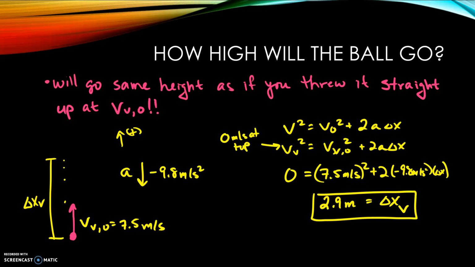Even though it's being kicked at an angle, even though it's got a part that's going horizontally, if we know the part that is vertical, we can calculate how high it's going to go, just as we did in the last unit that we studied.